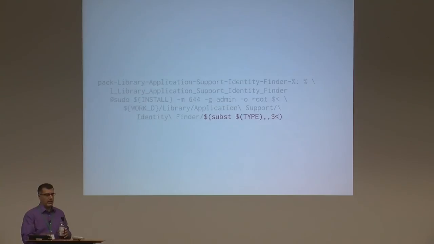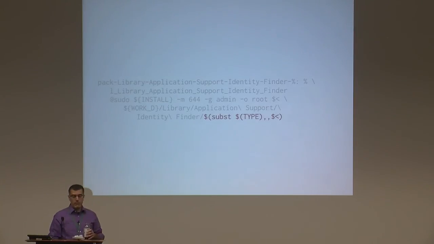So if the text in the $ angle bracket variable contains type, it will be replaced with the text between the commas. So a couple of commas with nothing between them. So I'm effectively deleting some text from that variable. And why do I do this? Well, because I'm slightly crazy.